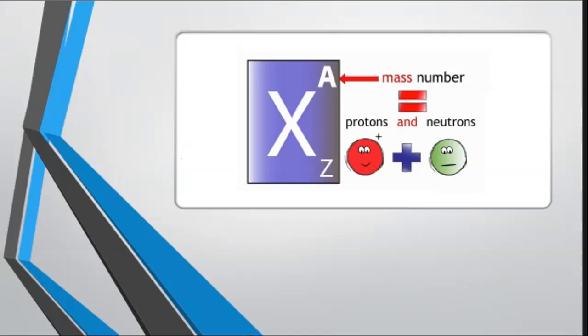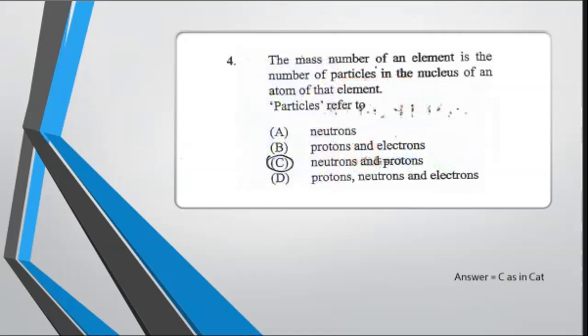So coming back to the question now, when we try to figure out what the mass number is, it should refer to the number of neutrons and protons, or protons and neutrons, whichever order you have it written down. That would be the answer to that question.